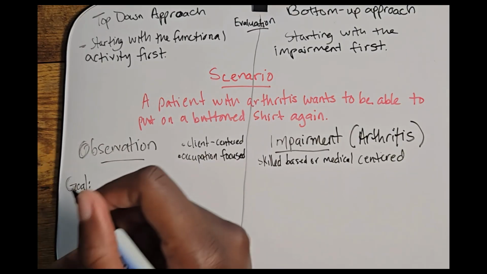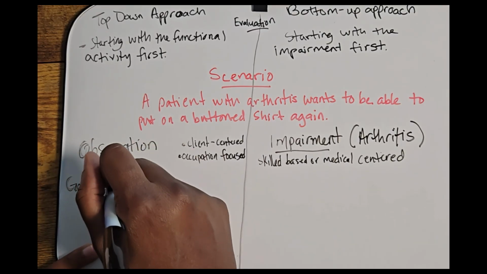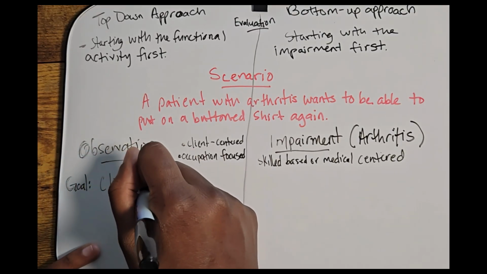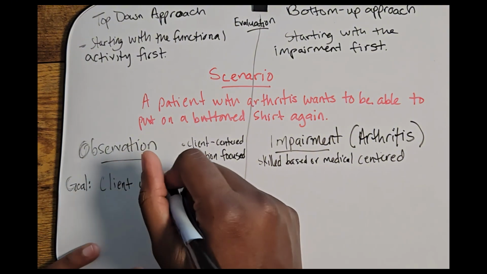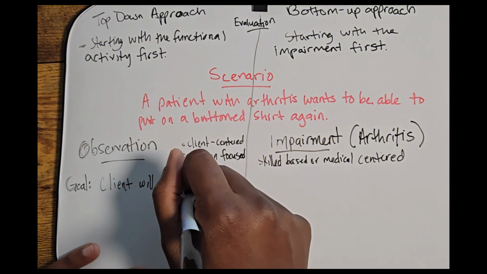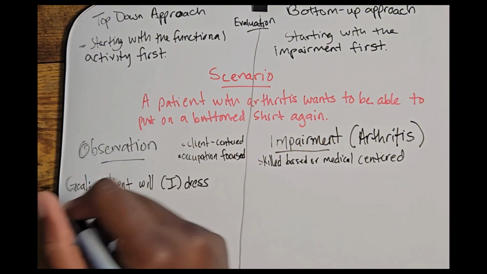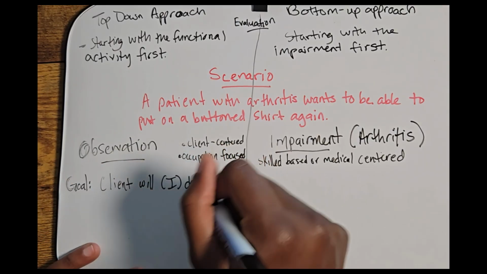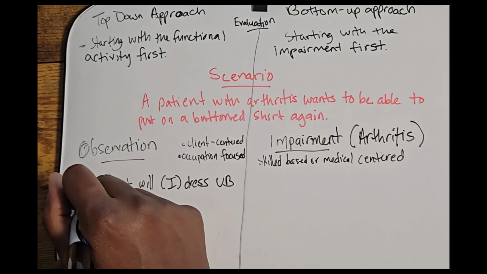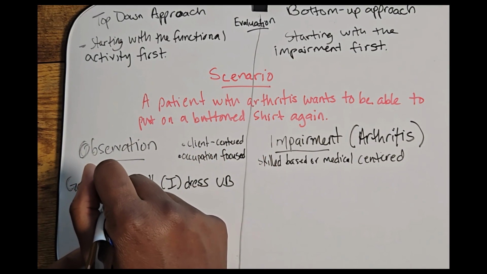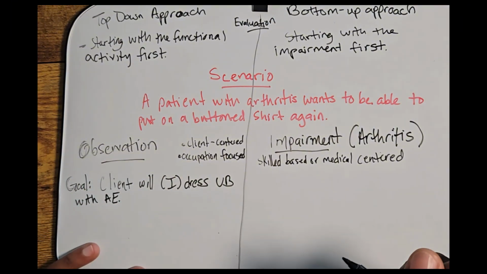The goal is going to be: client will independently dress upper body with adaptive equipment, maybe something like that.